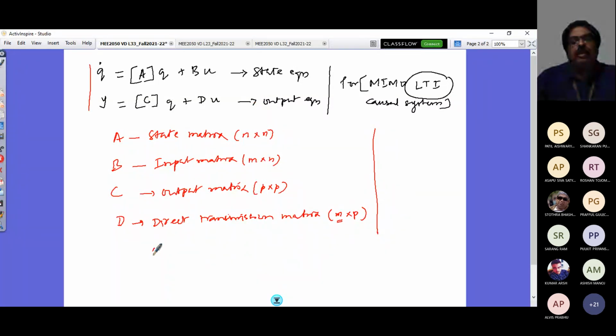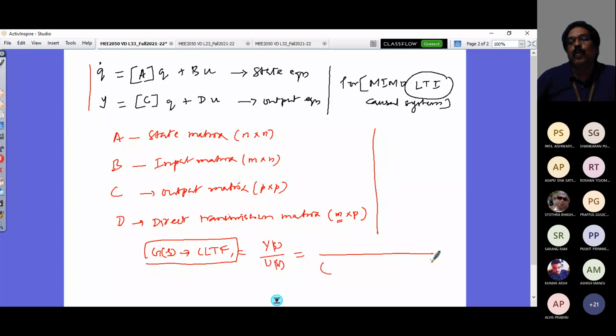require something called G of S, which we call the closed loop transfer function. So if we have to get this closed loop transfer function, that is going to be written as Y of S by U of S, right? So you would have here a numerator polynomial and a denominator polynomial. The denominator polynomial is what is called the characteristic polynomial.